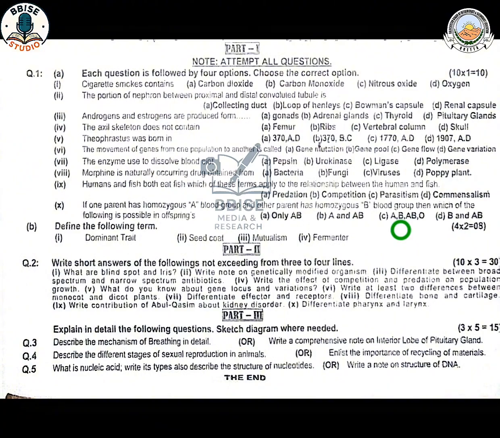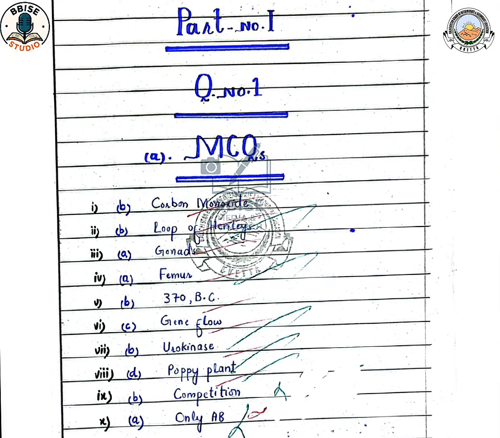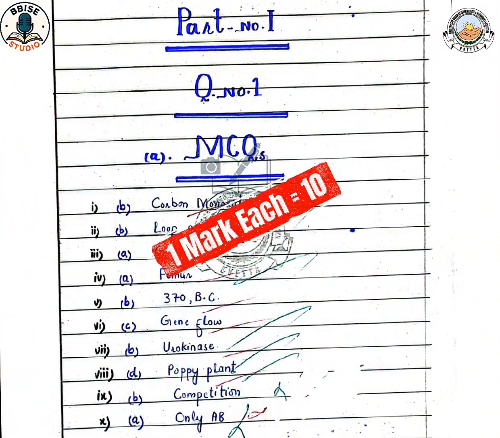Therefore, we need to write on our answer sheet like this: 10 and then option C, A, B, AB, O. By writing in this way, we will be assigned 1 mark for it.